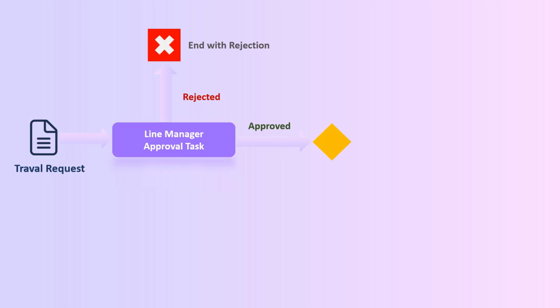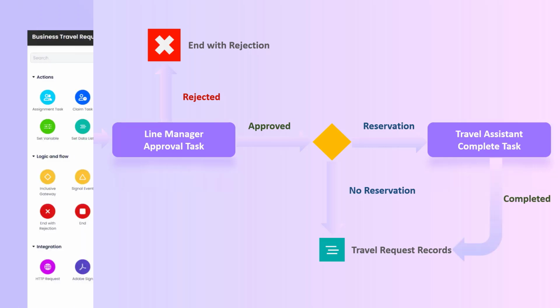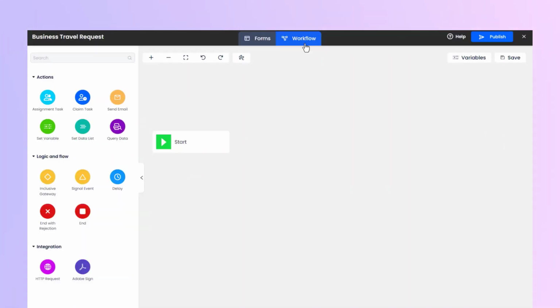Here is an inclusive gateway node where if there is no reservation, it goes directly to the travel request record settings. If there is a reservation, it proceeds to the travel assistant. The travel assistant receives a complete task to start arranging your travel. Now let's set up the business travel request workflow step by step.